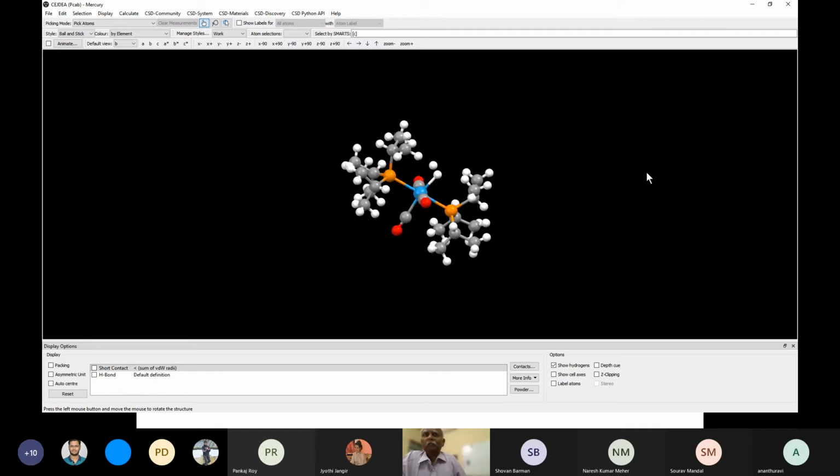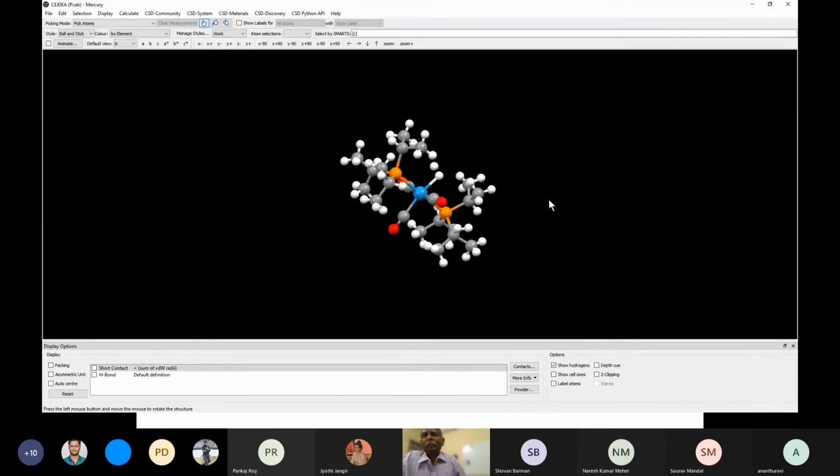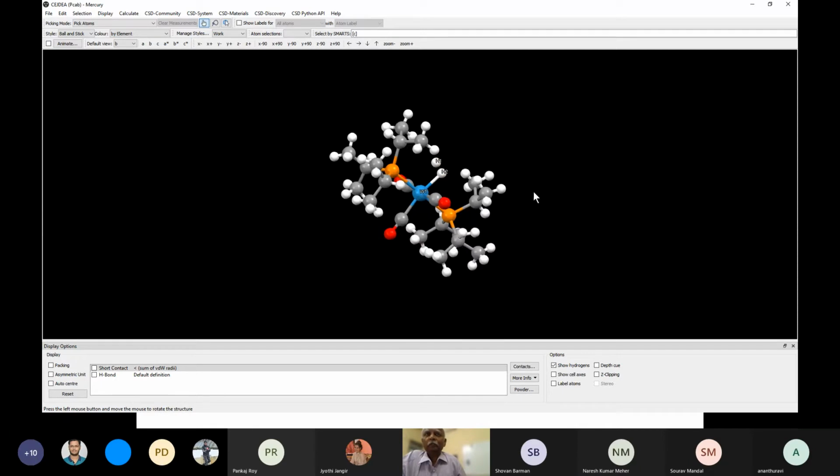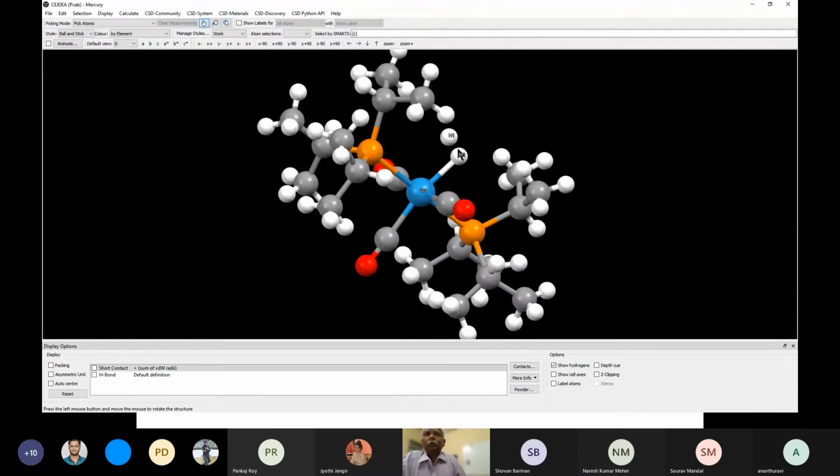So this is the structure of the complex. You can see the distance between the two hydrogens which are coordinated to the tungsten. I want to show labels. So that is W1, H1, and H2. These two are not too far away, but you can see that H2 is closer than H1 in the case of this complex. So this is the complex that he characterized.